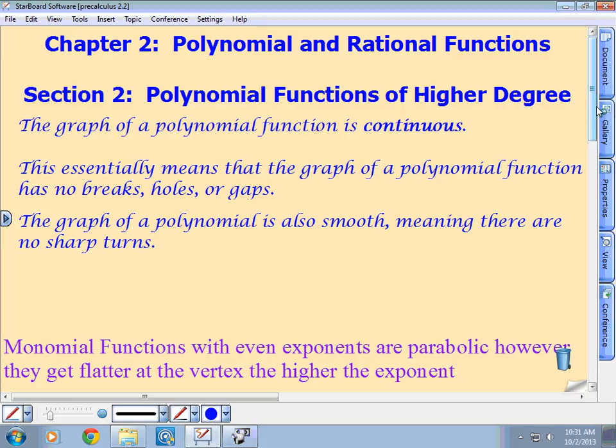The graph of a polynomial is also smooth, meaning that there are no sharp turns, okay? So a polynomial function is not going to look like the graph of an absolute value where you've got this little point at the end. It's going to look like things like this that are smooth. They're going to have rounded out edges. Okay?